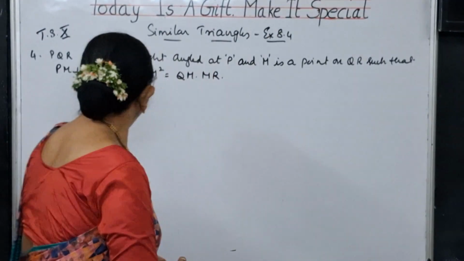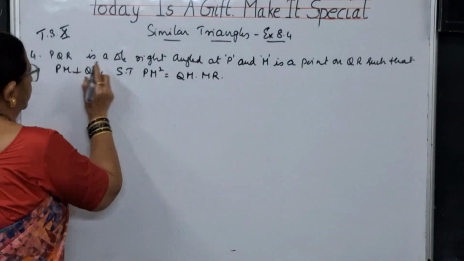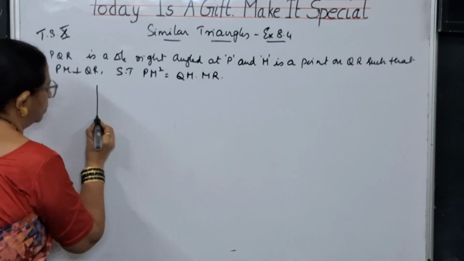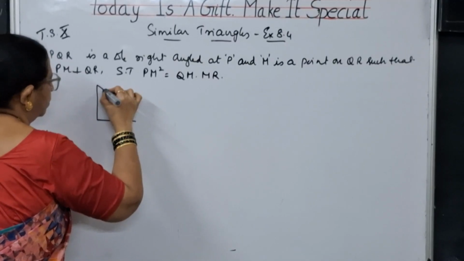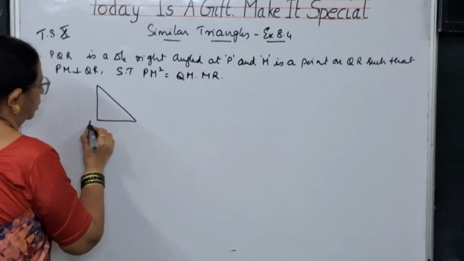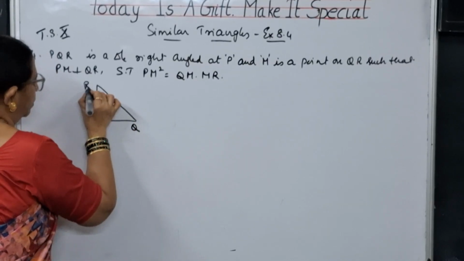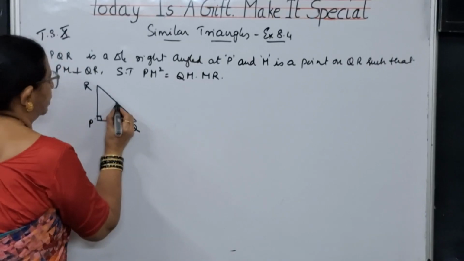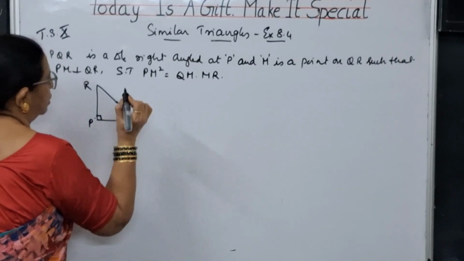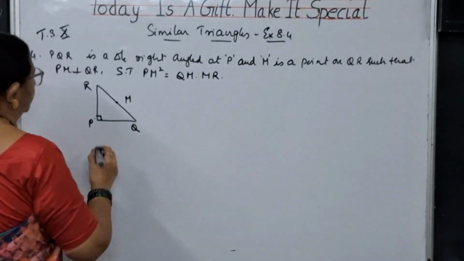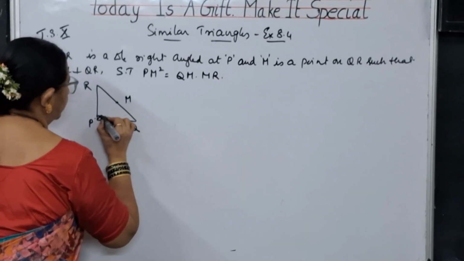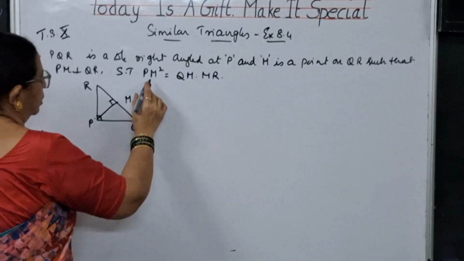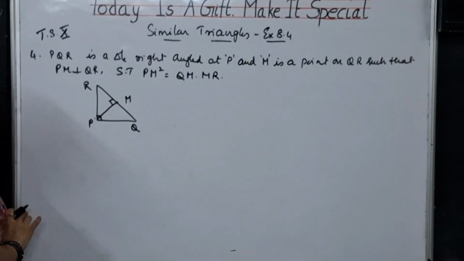Now, fourth problem, children. PQR is a triangle, right angled at P. So, let me draw PQR, right angled at P. M is a point on QR. So, let me write M is a point on QR such that PM is perpendicular to QR. So, show that PM square is equal to QM into MR.